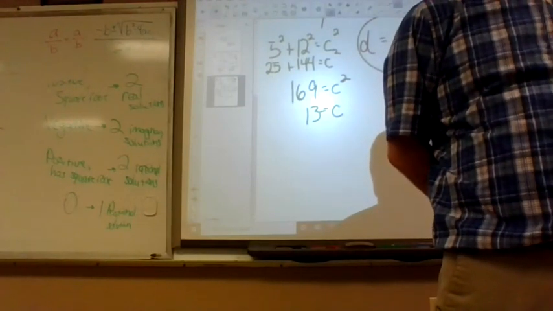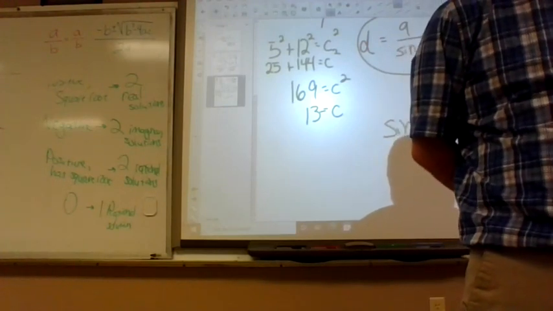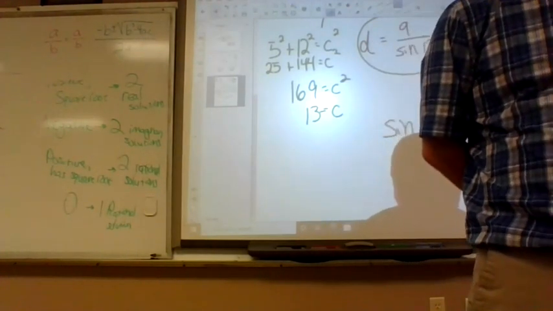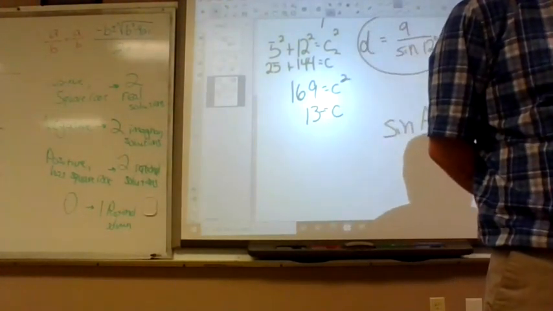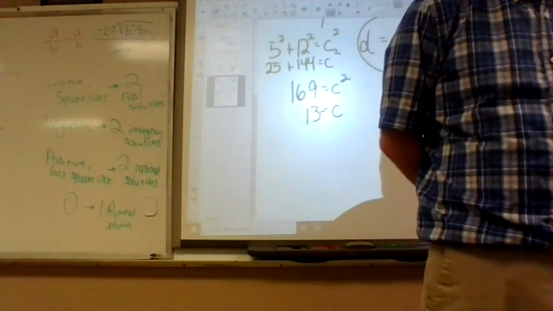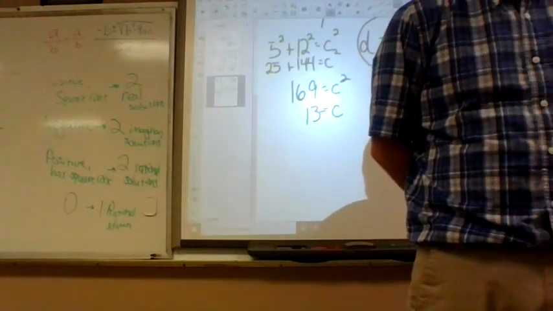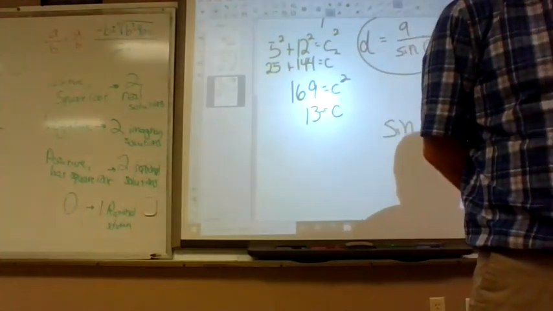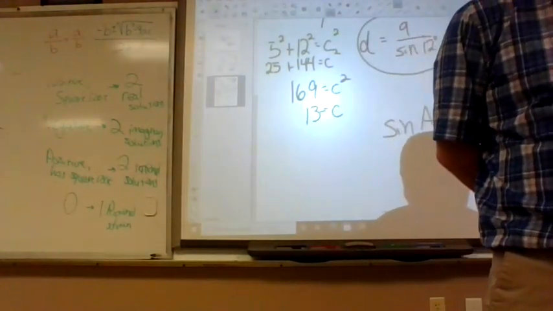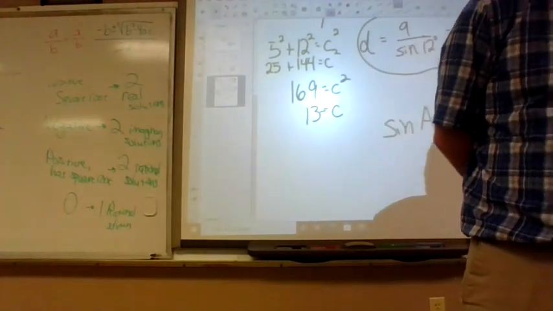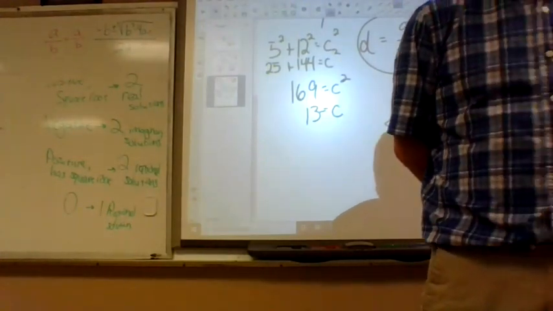Alright, B is what? What's the ratio for cosine? Adjacent over hypotenuse. What's the adjacent for B? 5. What's the hypotenuse? 13. So it's 5 over 13. So B is also 5 over 13. The difference is on A, they asked for a sine of angle A, and on B, they asked for cosine of angle B.